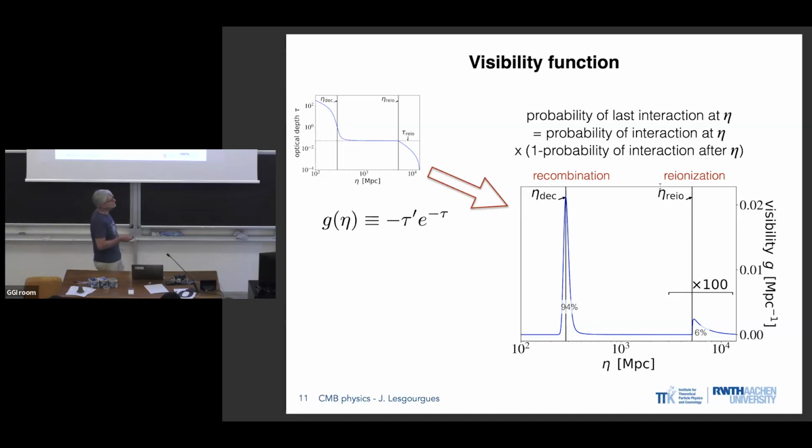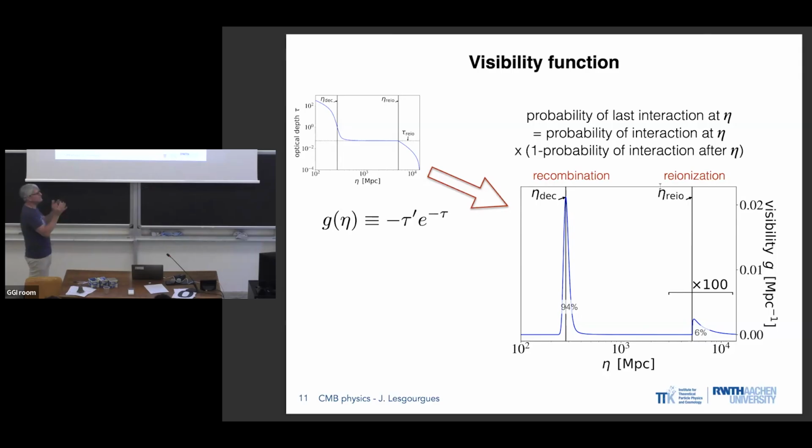Now, when you integrate the area below this curve, you find that 94% of the area is below the recombination peak and 6% below the reionization peak. It means that today, when we detect the CMB photon, there is a 94% chance that it last interacted at recombination, and thus it brings us a nice image of the CMB last scattering surface. And there is a 6% chance that it last interacted during reionization, and then the role of these photons will be to blur the nice image from the primordial CMB.